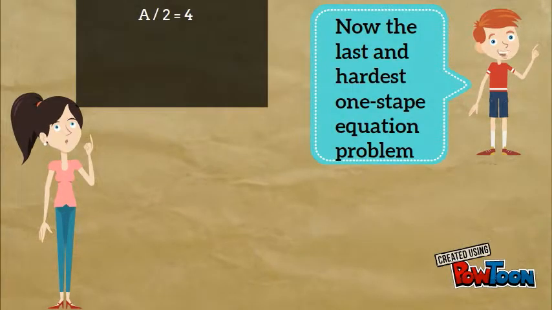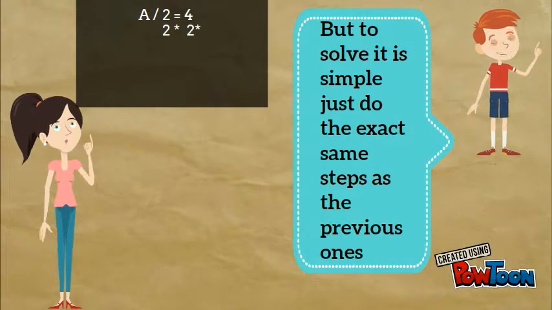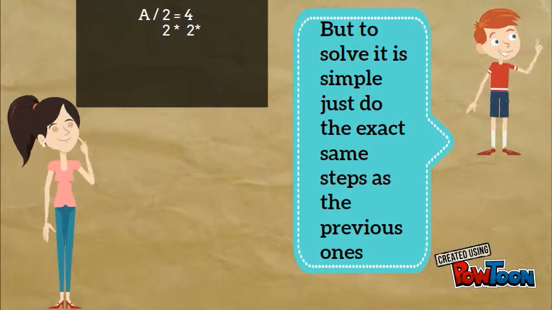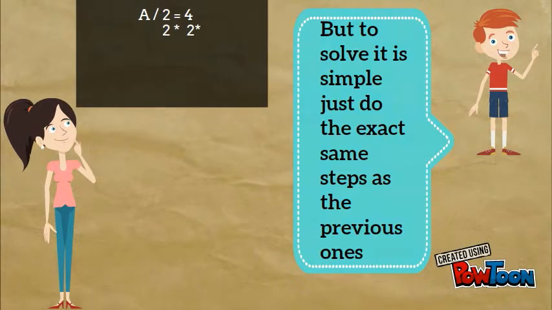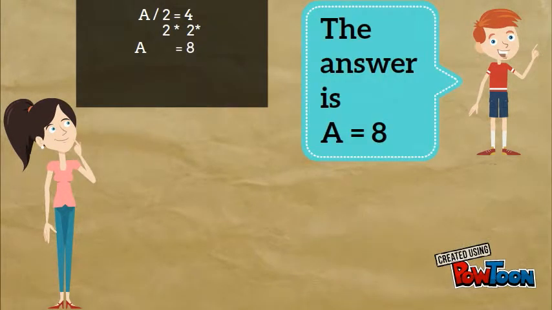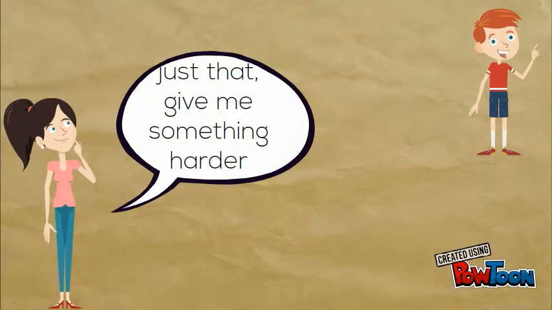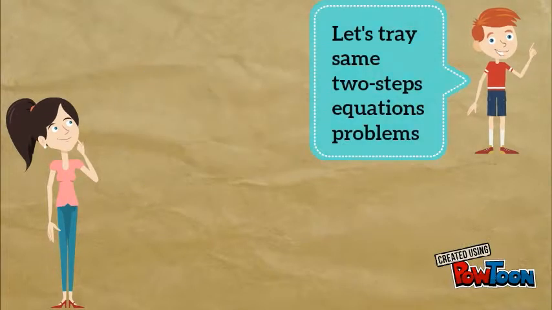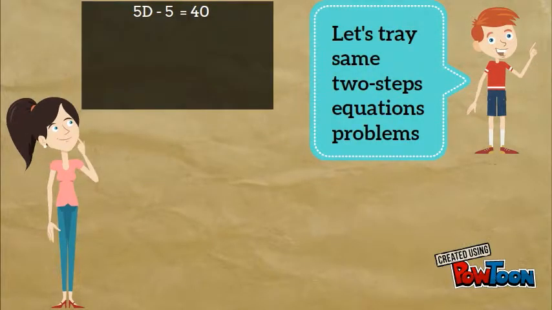Now the last and hardest one-step equation problem. But to solve it, you just use the exact same steps as you used in the previous ones. And the answer is a equals 8. Just that? Give me something harder. Now let's try some two-step equation problems.